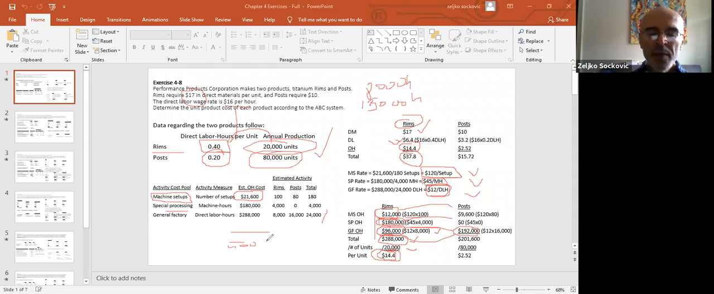Because now the question might be again, give me the comparison. What's the difference between cost, let's say just overhead cost, or total cost for rims under ABC and under traditional? Well, direct materials and direct labor will stay the same. So that's always the same in both cases. But overhead would change, right? This number here would be different if we do it through ABC this way, or through traditional.